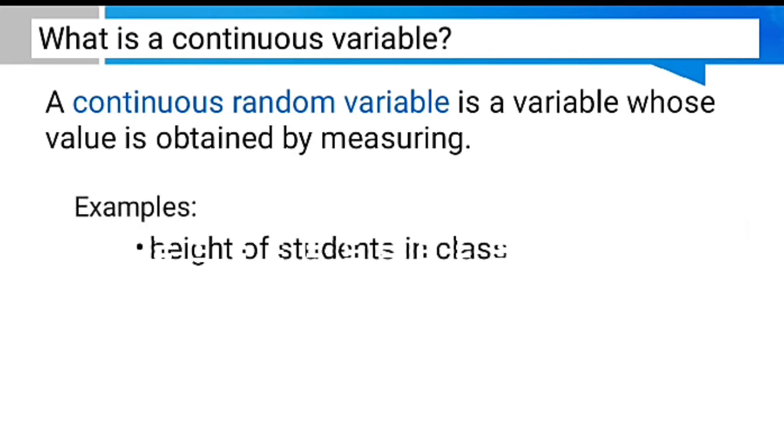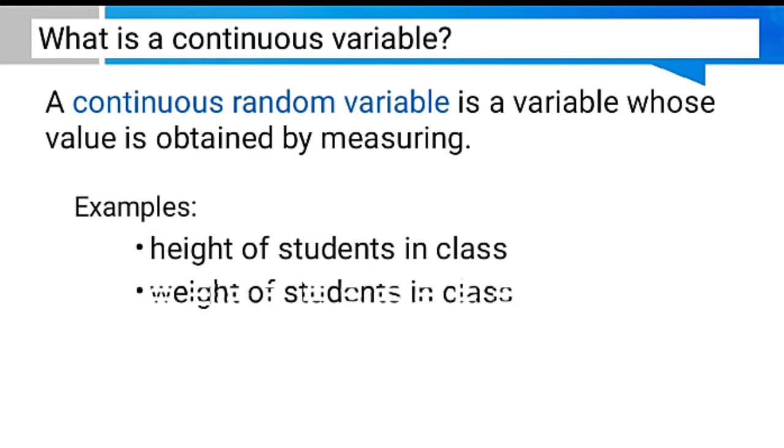Just like, for example, the height of students in class. Okay, so the height of students in class differs by how many points? If you measure the heights of the students by centimeters, there could be 165, 155 point something. So there is a tendency that the measurement will be decimal. Okay, height of students.